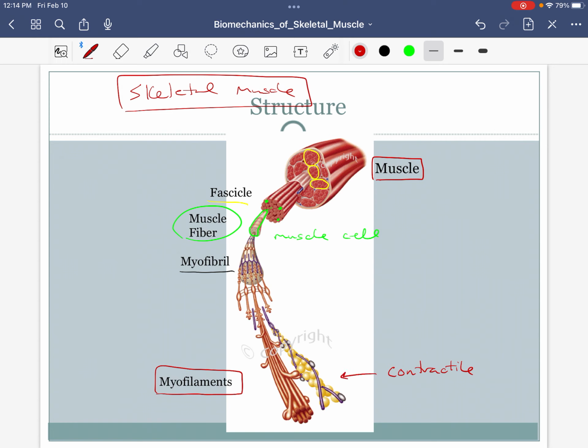So these are the contractile. You should be reviewing what I'm talking about. You also want to review the different types of myofilaments. Actin is the thin myofilament here in yellow, and myosin is the thick myofilament here in red.